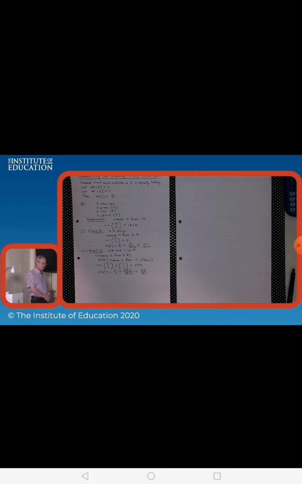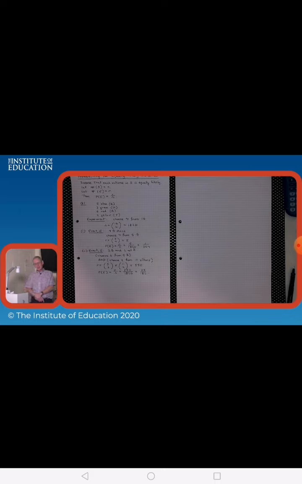What's the smallest element in S? The smallest element in S will be 2. You cannot get a total less than 2 when you throw 2 dice. And the largest element in S will be 12. You cannot get a total larger than 12. So for that reason, the entire sample space will be all the whole numbers from 2 up to 12 inclusive. But are they all equally likely? And the answer is no.